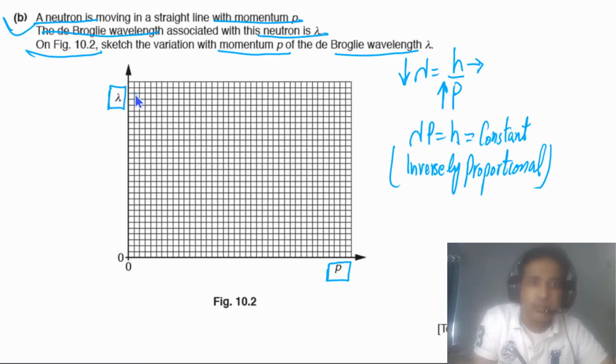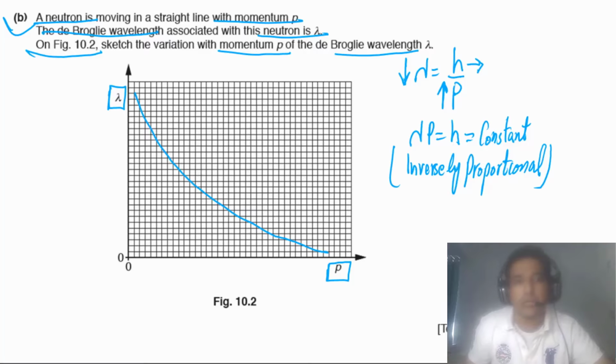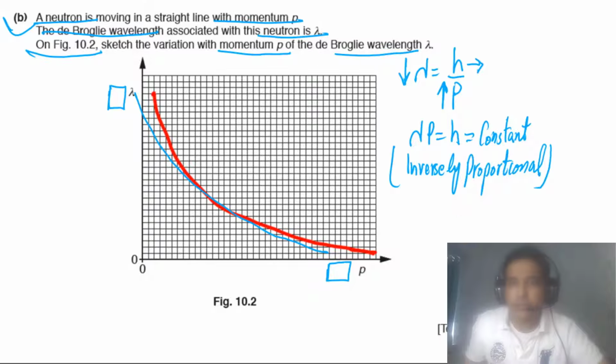So simply this is how you can sketch the graph. The shape of the graph has to be somewhat like this. Let me show you a better shape of the graph. If you draw it in a proper way, the shape of the graph will be like this. And that's all for today's lesson.